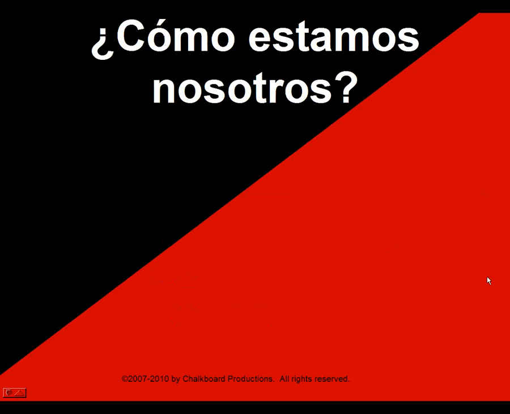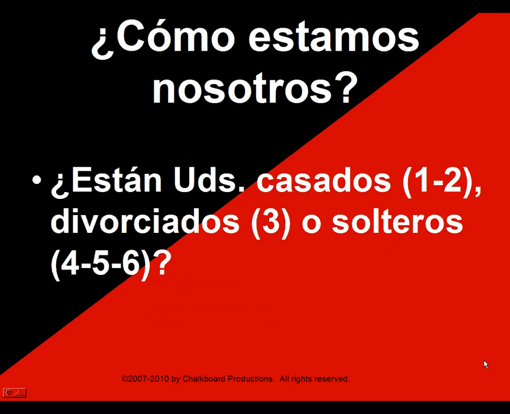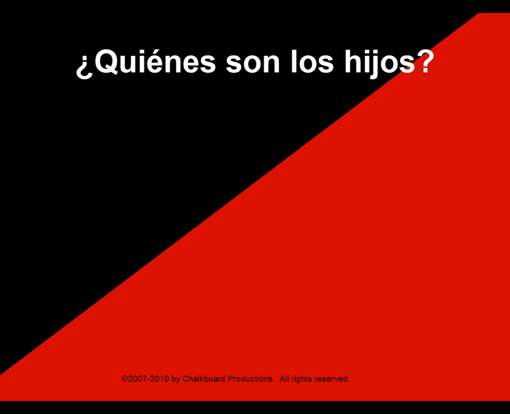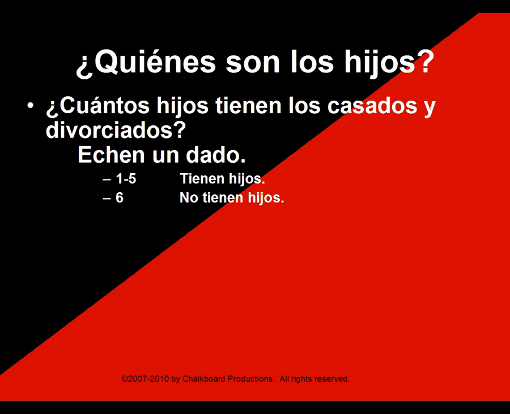The first one, of course, has to do with their marital status, and it's all based on randomizing things and rolling the dice. So the students roll, and if they get a 1 or a 2, they're married. If they get a 3, they're divorced. And if they get a 4, 5, or 6, they're single. It's important that there are a lot more singles, because the singles become the children.